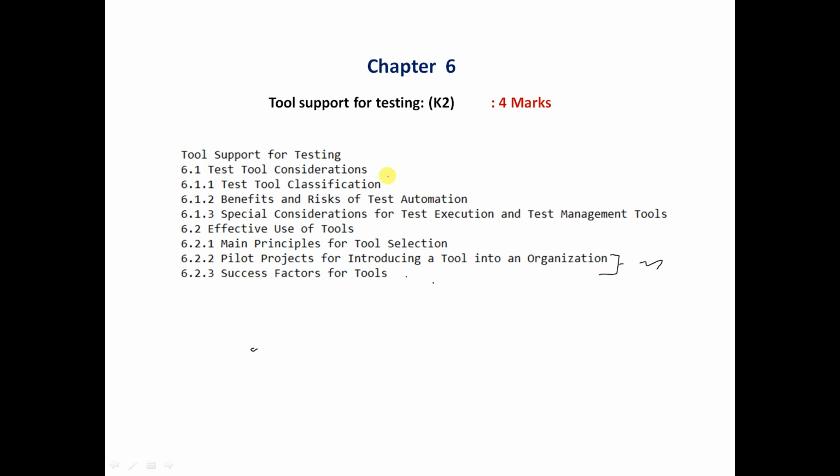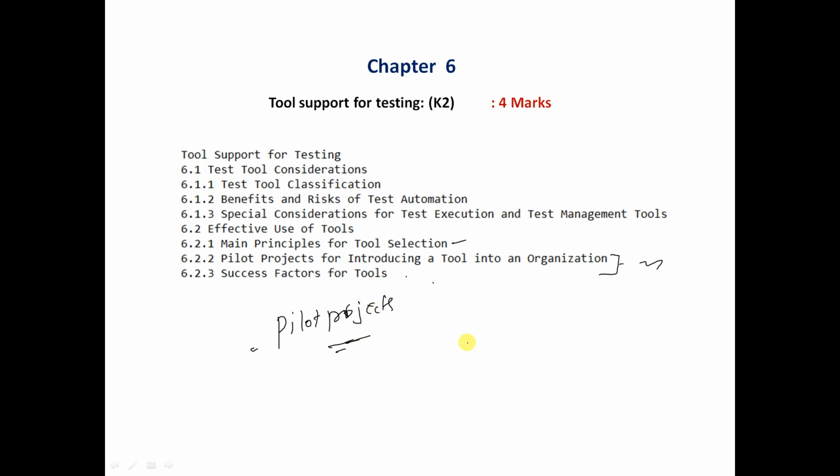I guess you are good enough on understanding from the test tool consideration until the principles for tool selection, right? So here these are the two. Before entering into the content, I just want to share my thoughts so that it may be easier for you to get the context, right? So what is a pilot project? A pilot project is kind of a POC, proof of concept project. So very simple.